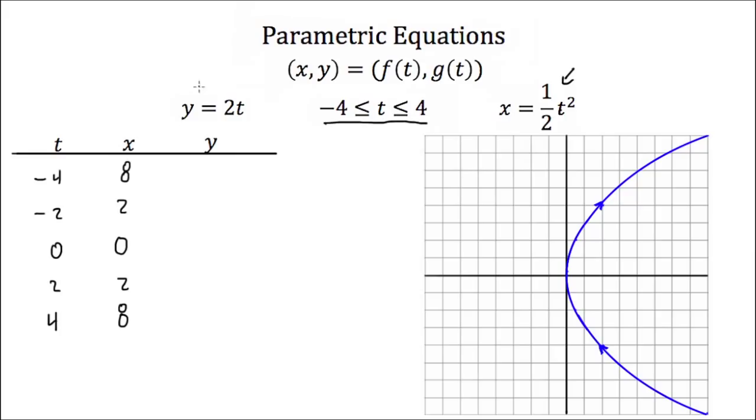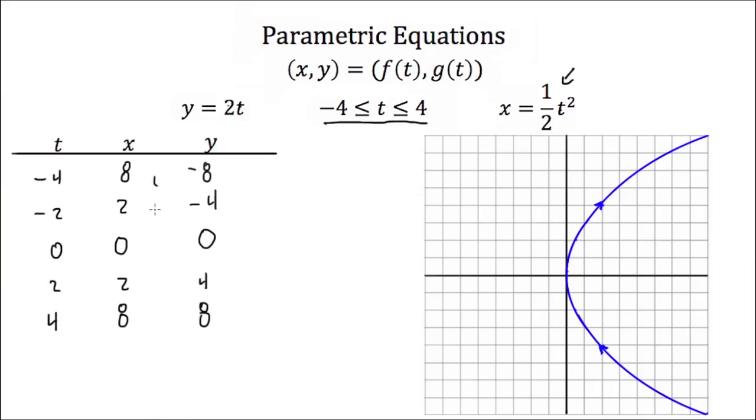Now let's do the same thing for our y parametric equation. If I plug in -4 for t, I'd have -4 times 2, that's -8. If I plug in -2 for t, I'd have -2 times 2, and that would be -4. If I plugged in 0, I'd have 0 times 2, so that would be 0. And if I plugged in +2, I'd have 2 times 2, and that's 4. And then if I plugged in 4 for t, I'd have 2 times 4, and that's 8.